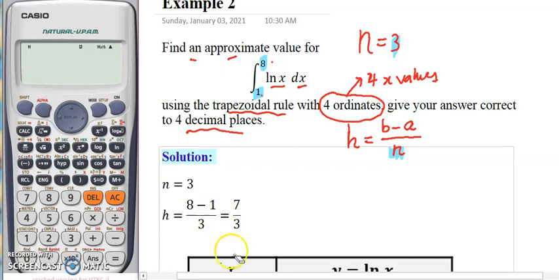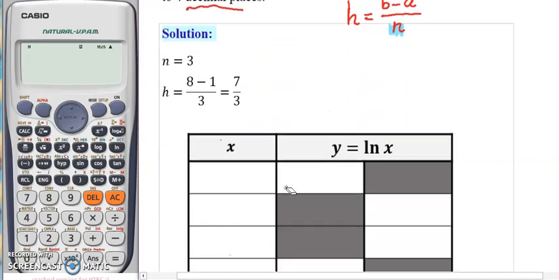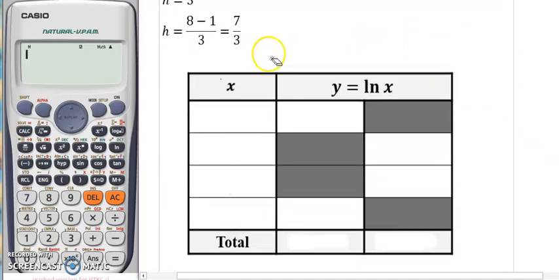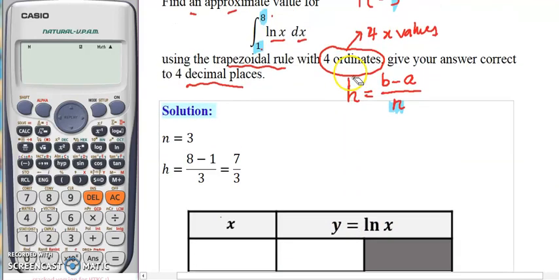Once I get this framework done to find h, now let us construct a table to help us solve the question by using trapezoidal rules. For the construction of the table, I suggest you do something like this, where we have 3 columns, but the 2 columns behind share the same title, where y equals ln x, and this refers to the function in the integral. The x value corresponds to the variable that we integrate with respect to.